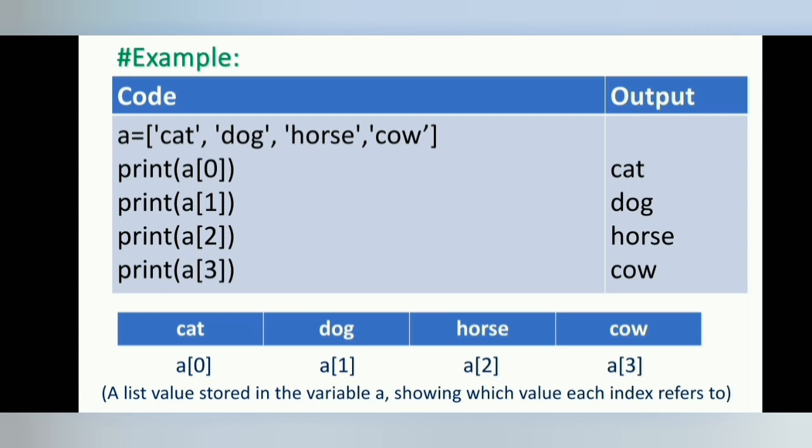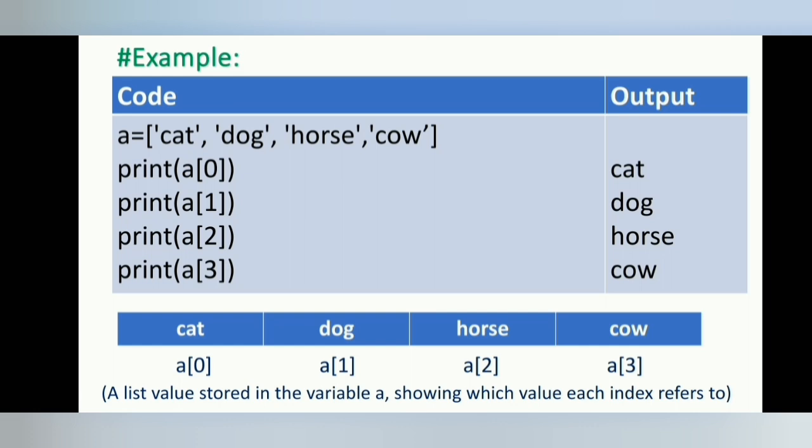The integer inside the square brackets that follows the list is called an index. Here the indexes are 0, 1, 2 and 3. Similarly, print a[1] will display the second item in the list, that is dog. The print statement print a[2] will display the third item in the list, that is horse. The print statement print a[3] will display the last value in the list, that is cow.